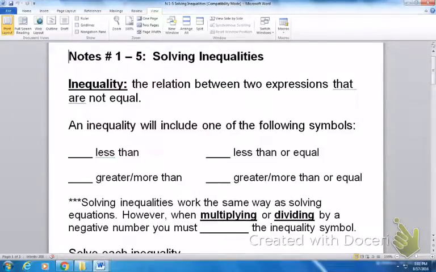All right, guys, so let's start with notes 1-5. We're going to be solving inequalities. We have a definition there at the top. It's pretty important to know. An inequality is the relation between two expressions or two equations that are not equal. So something might be bigger or smaller than something else.